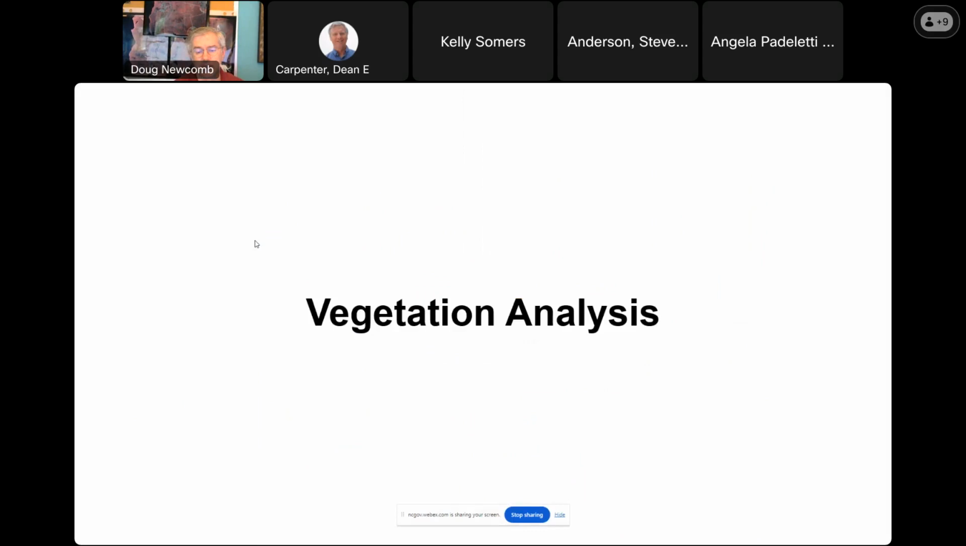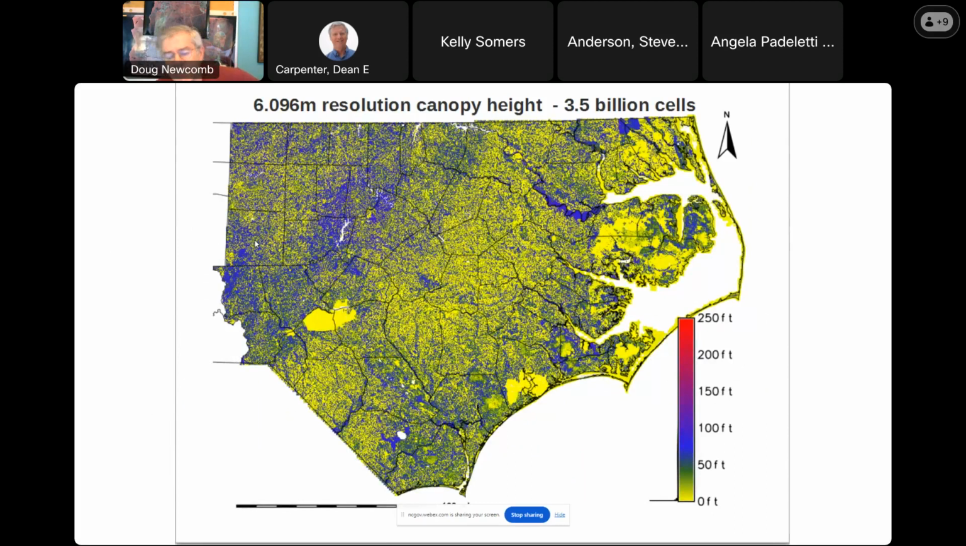And just go on to vegetation analysis. This is one of the first products I did from the 2014 data, canopy height at roughly 20-foot resolution for the eastern half of North Carolina. And you can see the concentration there. The lower Roanoke is very high. You can see some of the areas on Alligator River, down here the Croatan National Forest, and some of the interior Piedmont Forest as well. And then you can see the whole agricultural belt there in the intercoastal plain.